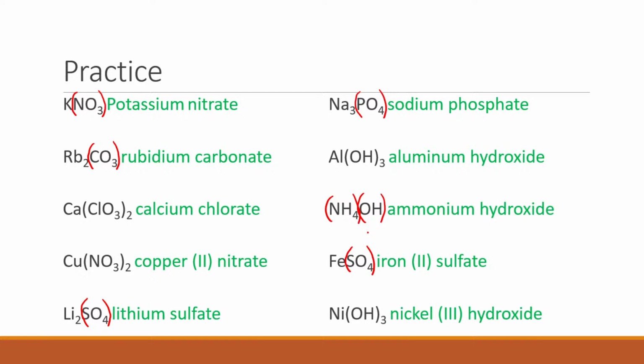Next time we're going to focus on going backwards and taking the name and getting the formula. How do we reverse engineer the steps of the crisscross method to go from name backwards to formula?